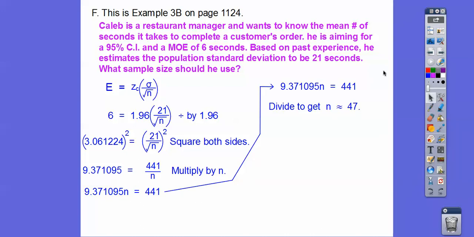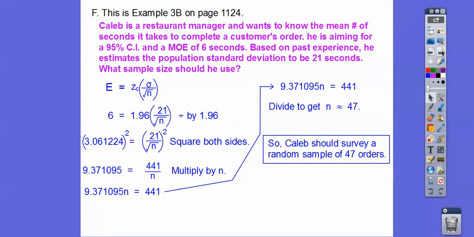And then, so what sample size should Zoe use? Remember, these are random samples. Or it's Zoe? Caleb, sorry. So Caleb should survey a random sample of 47 orders to answer his questions.